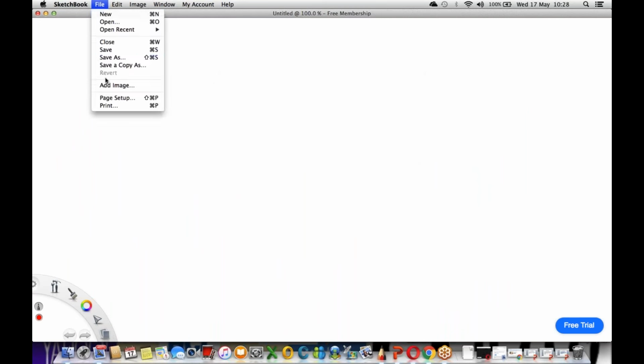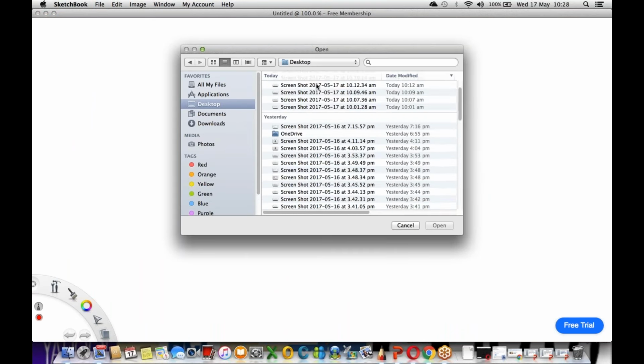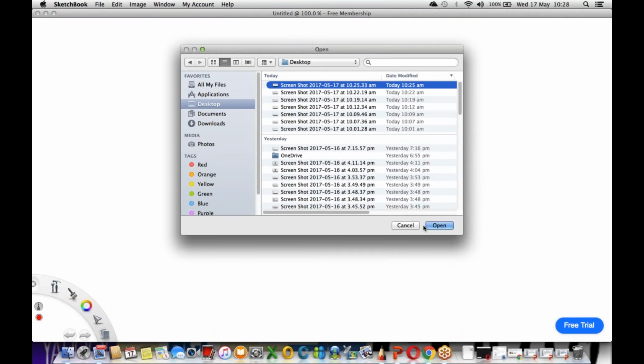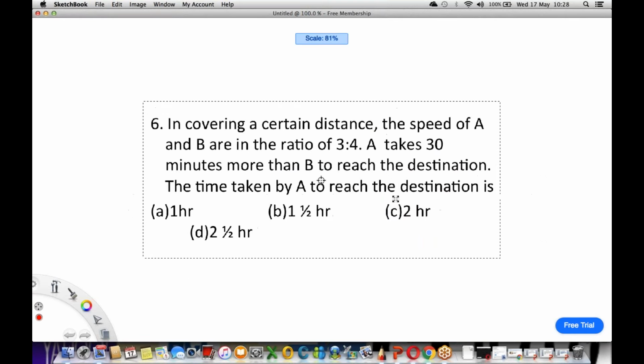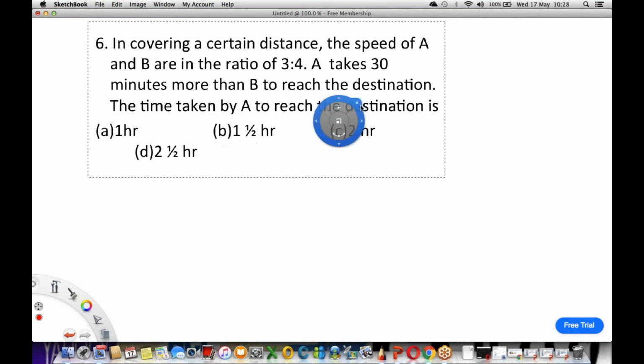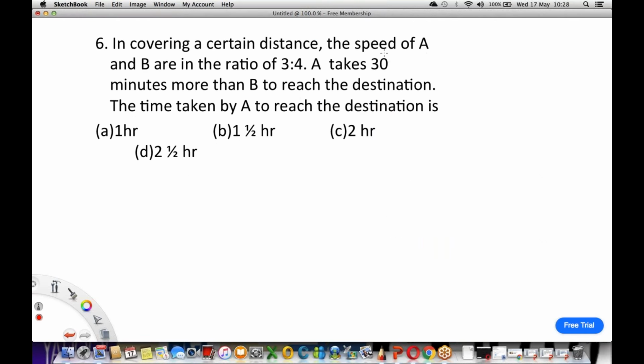Here he clearly mentioned, if you look at the question, that in covering a certain distance, the speeds of A and B are in the ratio 3 is to 4. Speed of A and speed of B are in the ratio of 3 is to 4. Can you tell me what the times ratio is? Obviously, my times ratio will become 4 is to 3.